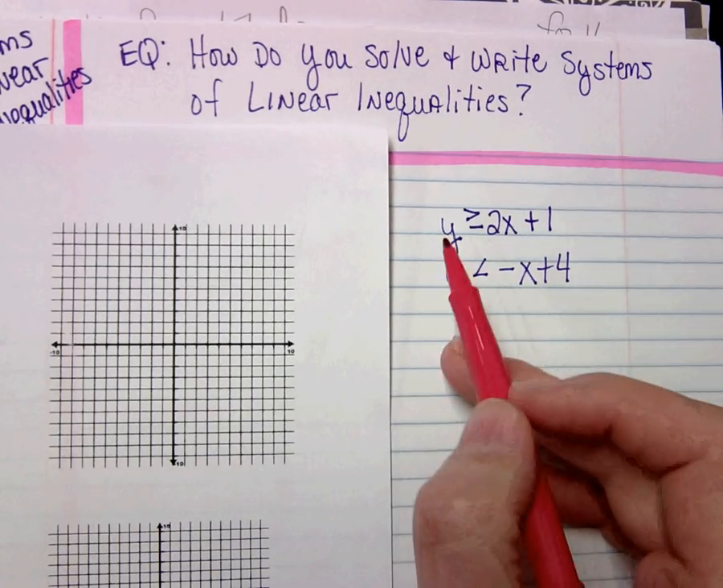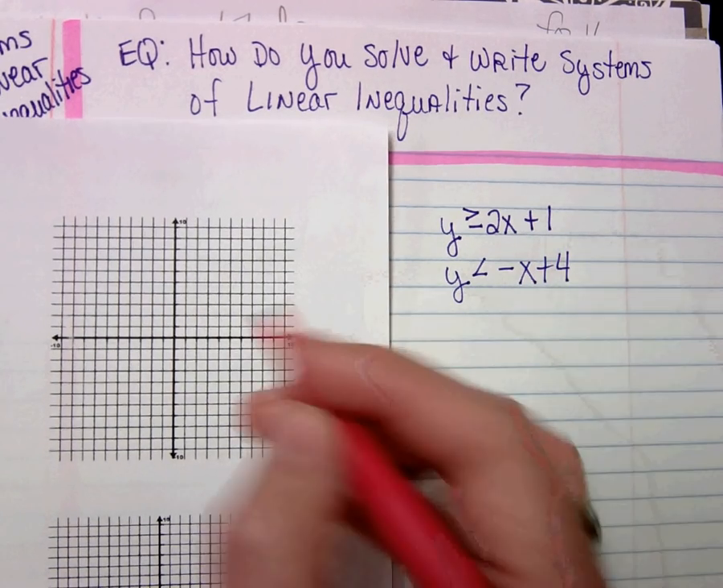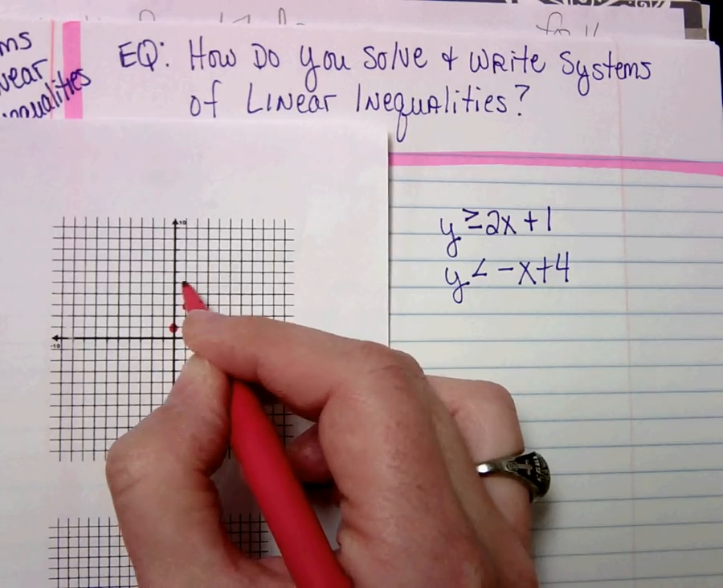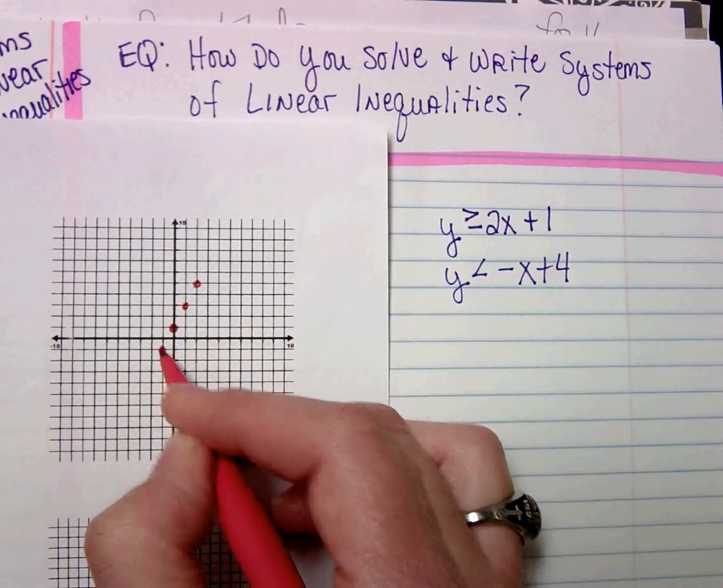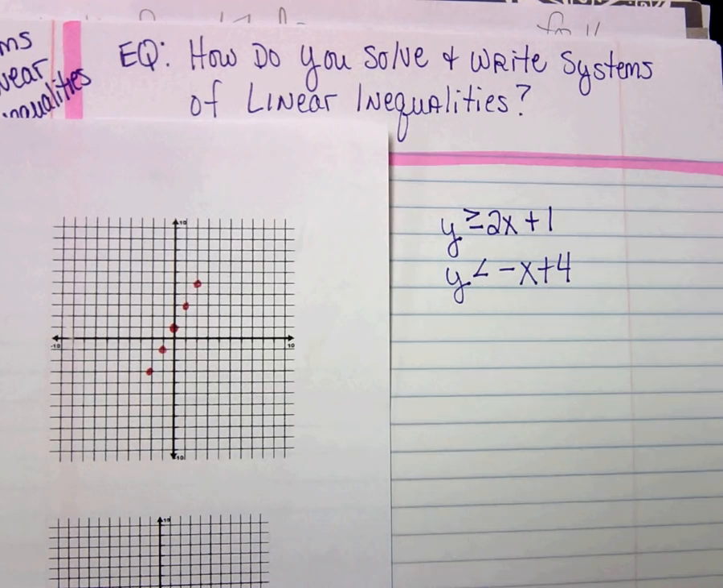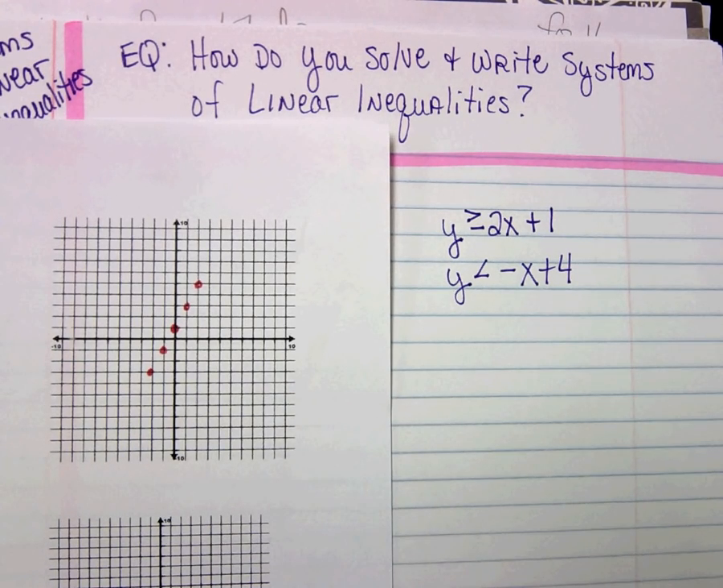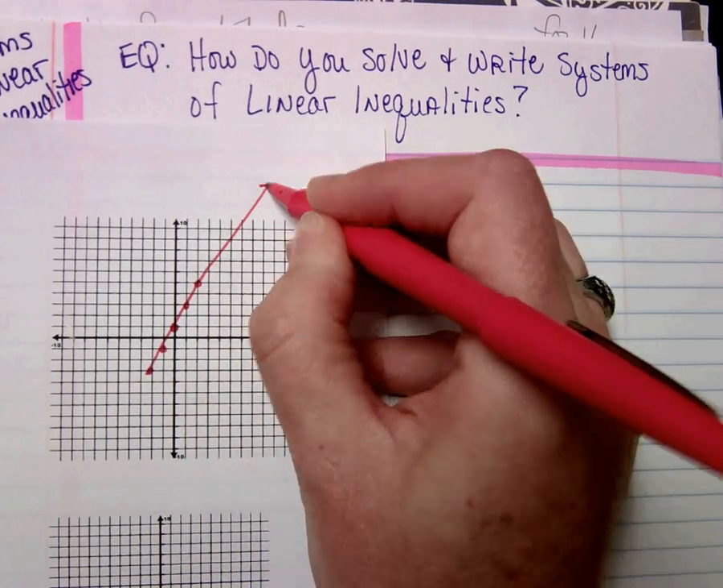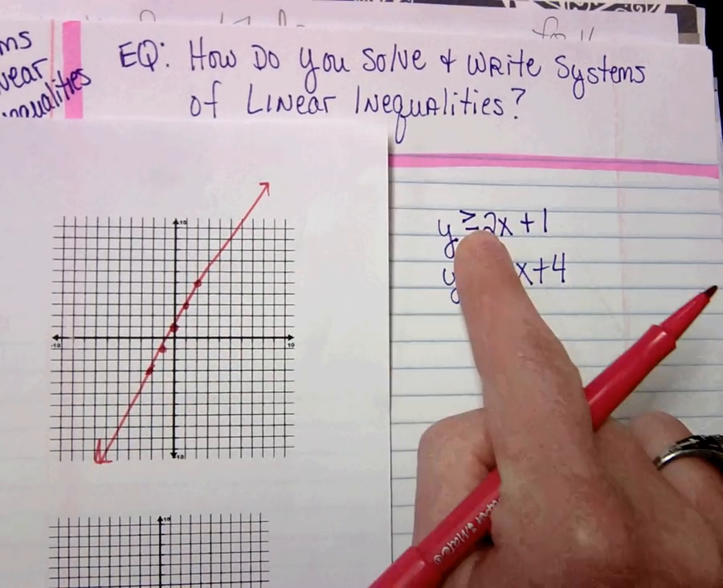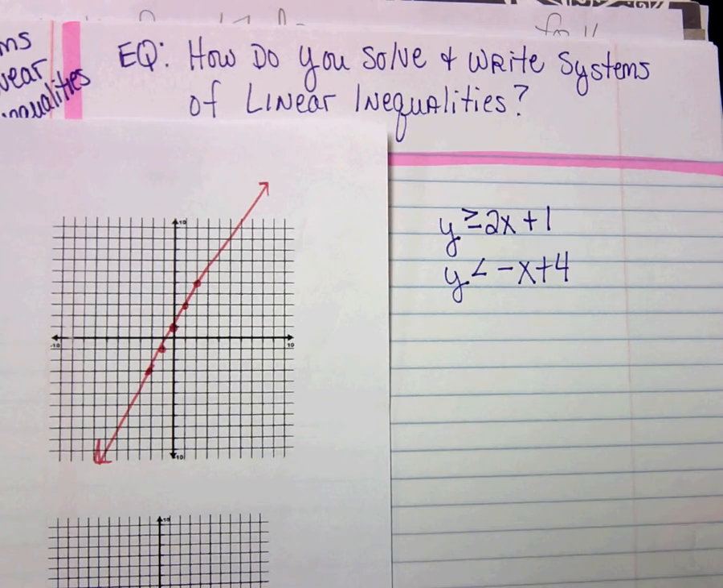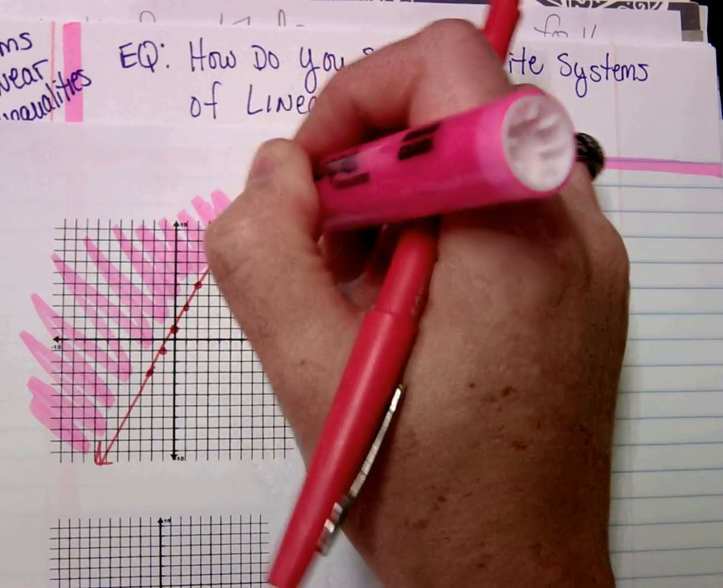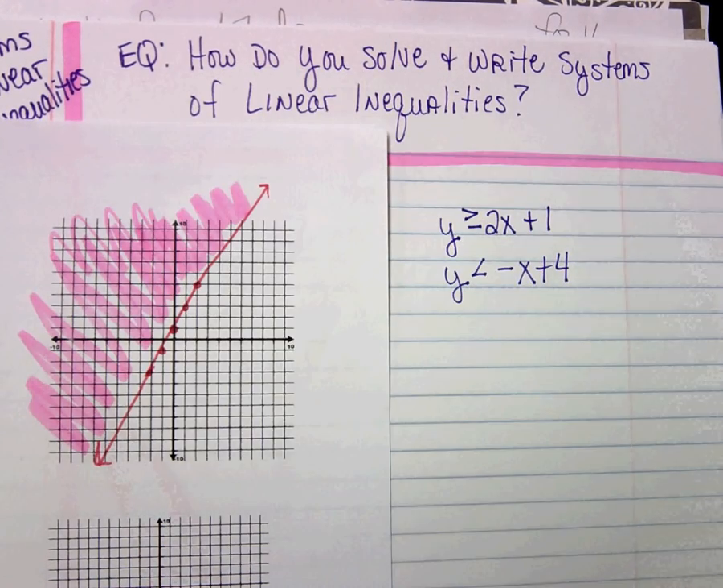In the first inequality, our y-intercept is 1. Our slope is 2, so up 2, right 1. We should already know that. That shouldn't be anything new. Remember, we have to decide if we're going to do a solid or dotted line. This has equal to, so we're going to do a solid line. Y is greater, so we're going to shade up above the line. And so there's our first inequality.